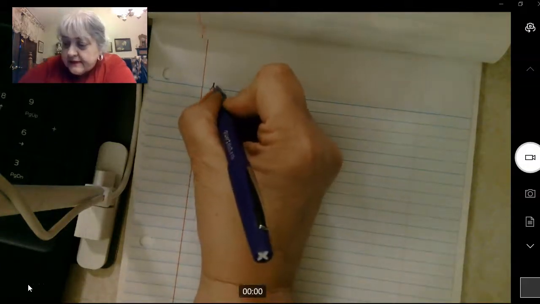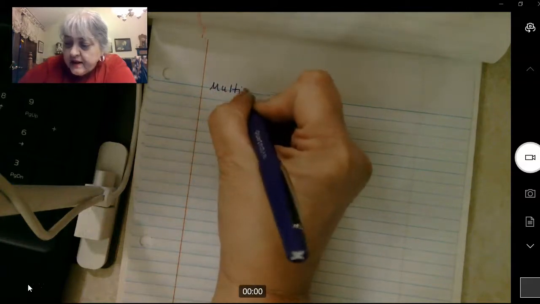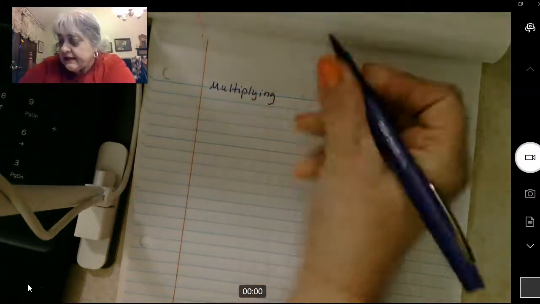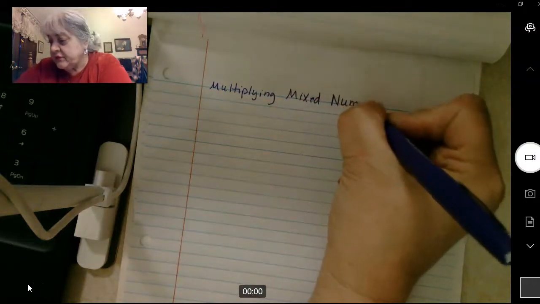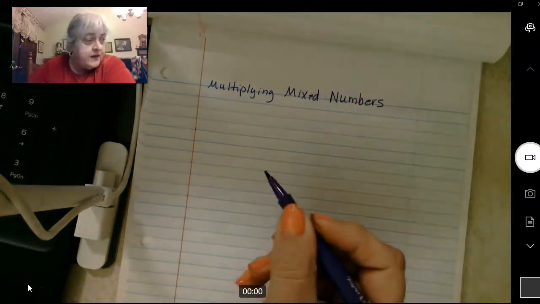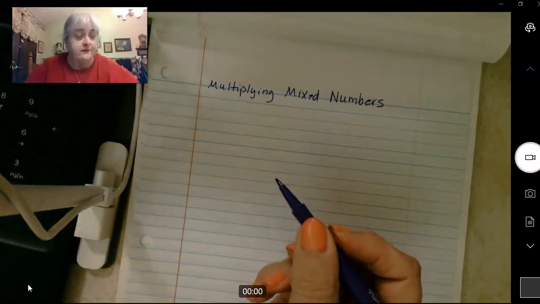mathematical way. What I'd like for you to do is to go get your math journal so that you can write down this sample and you can look back at it to know what to do. So push pause, go get your math journal or get you some paper and pencil and come back. Okay, now that you're back with me, let's put our title at the top so you'll know what you're doing. I want you to write multiplying mixed numbers. That's our title.